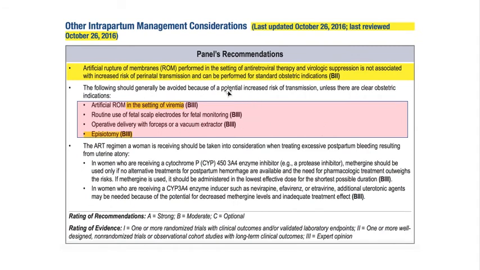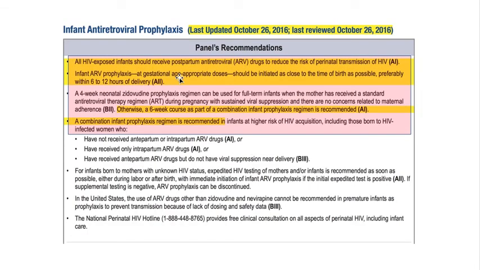There are several things in women who are viremic that should be avoided. Artificial rupture of the membranes in the setting of viremia, routine use of scalp electrodes because this introduces the risk of bleeding, operative delivery with forceps or vacuum extractor, and episiotomy should be avoided routinely in women that have a viral load.